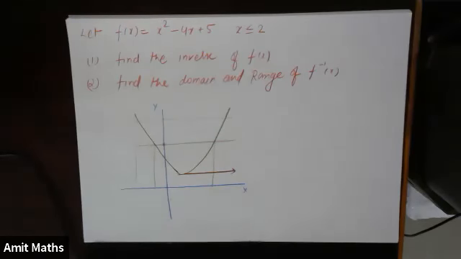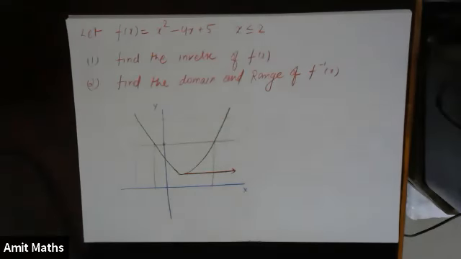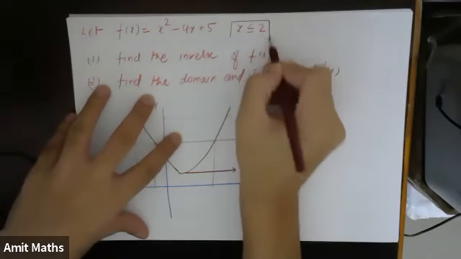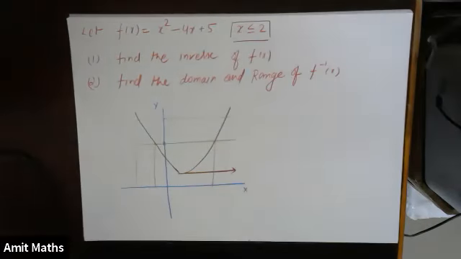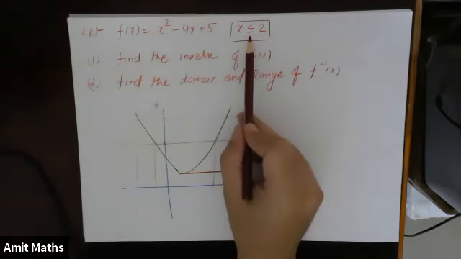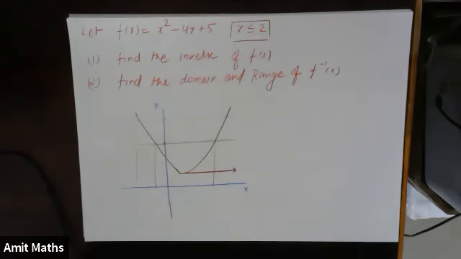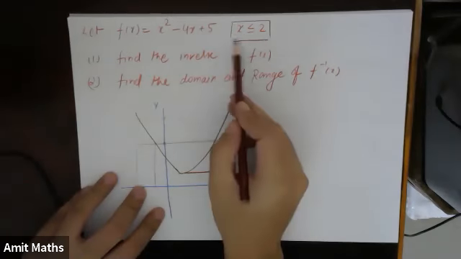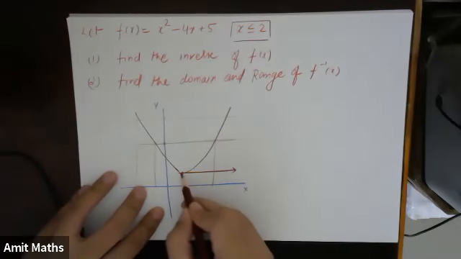But in the question, what they have given us is that x is less than or equal to 2. That means this part must have some significance. To check what this means, first we'll find the vertex.